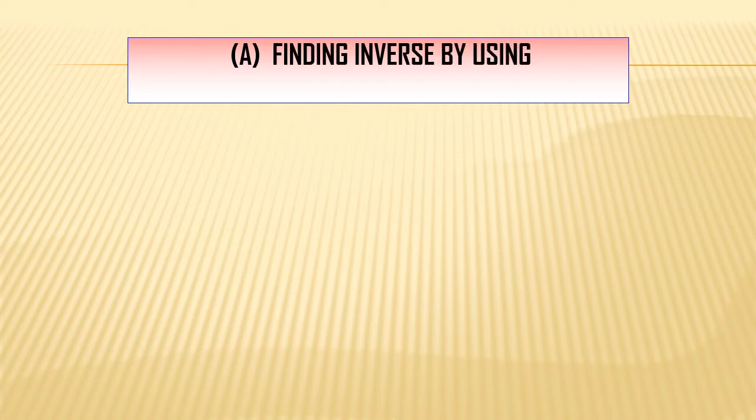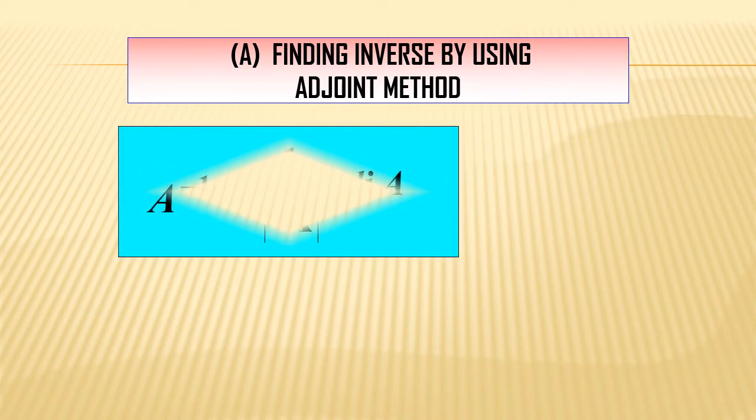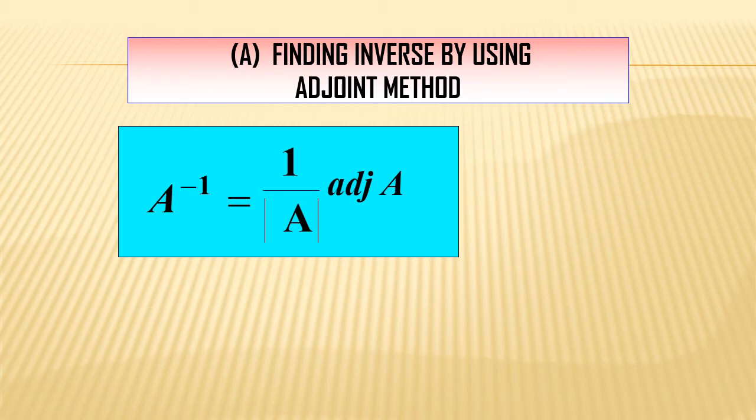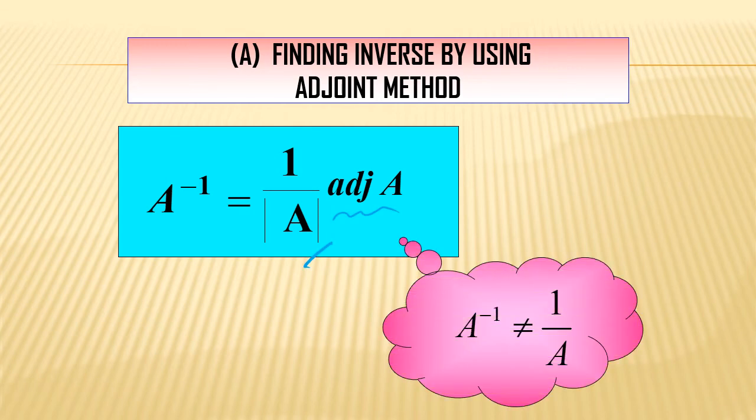Okay, now we know how to find the adjoint. Now we want to find the inverse by using the adjoint method. What is the formula for the inverse? It is the same as for 2 by 2 matrices: A inverse is equal to 1 over the determinant of A multiplied by its adjoint. So this A inverse is not equal to 1 over A. Remember, we don't have division for matrices.